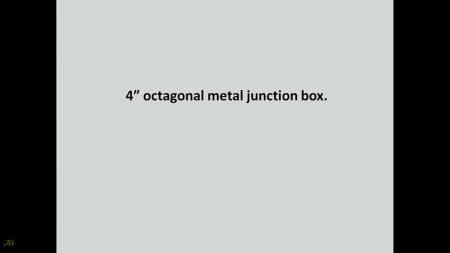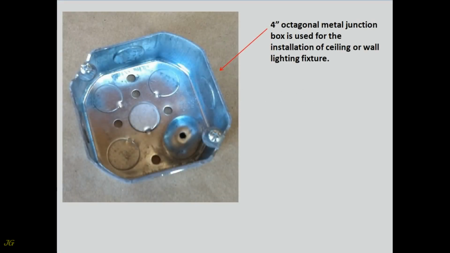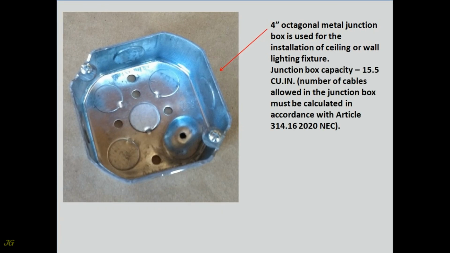4 inch octagonal metal junction box. The 4 inch octagonal metal junction box is used for the installation of ceiling or wall lighting fixtures. Junction box capacity: 15.5 cubic inches. The number of cables allowed in the junction box must be calculated in accordance with Article 314.16 of the 2020 NEC.